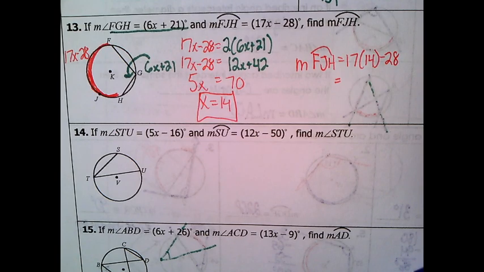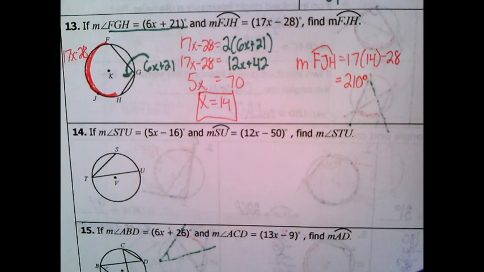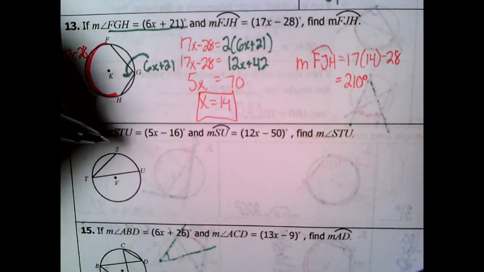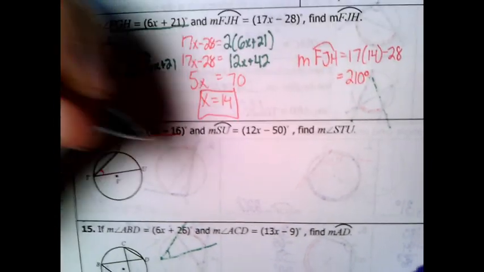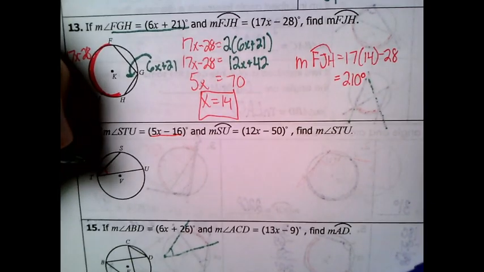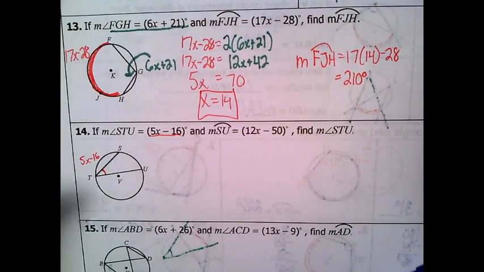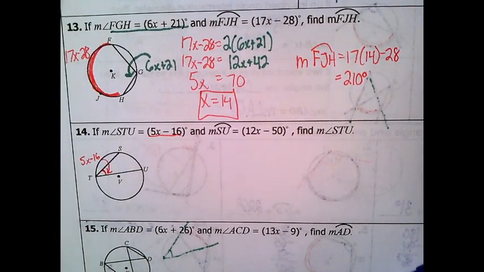And that gives me 210 degrees. Okay. All right, next one. We got 3 left. STU. They give me the angle. The angle's right there. So that's 5x minus 16. Okay.